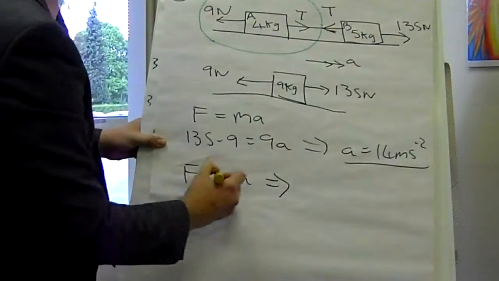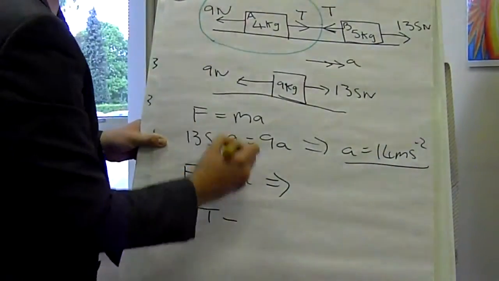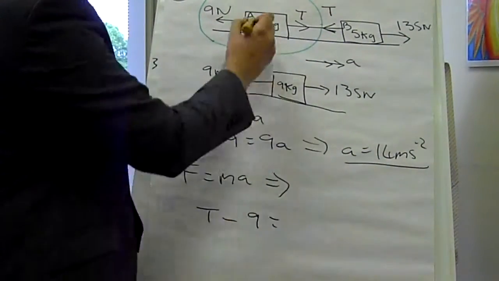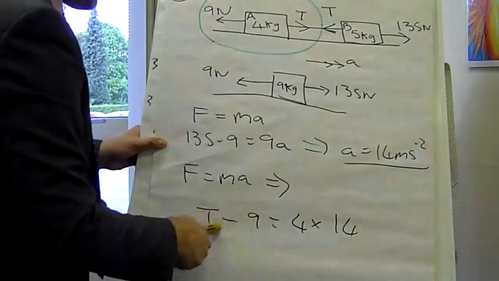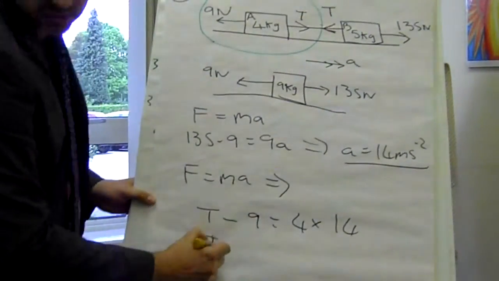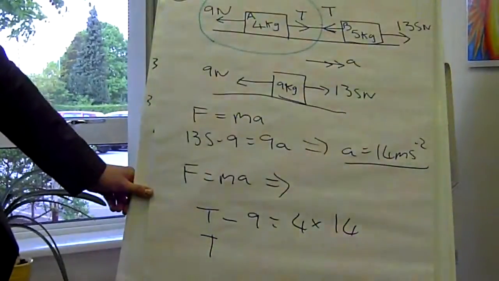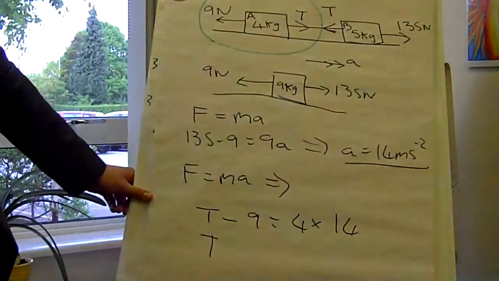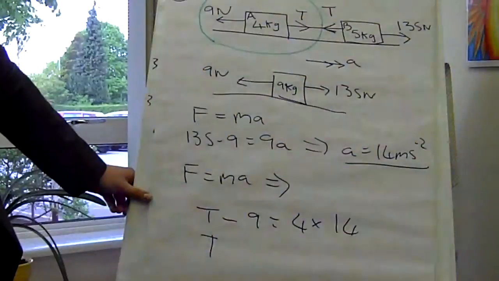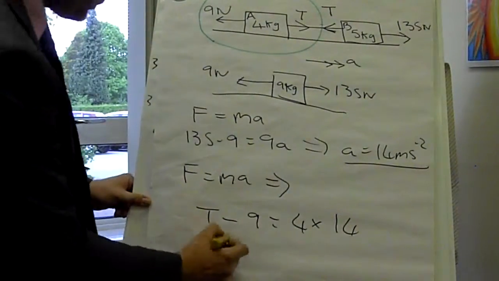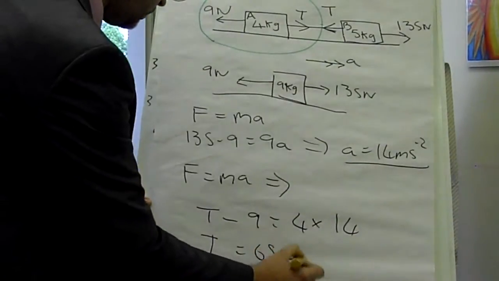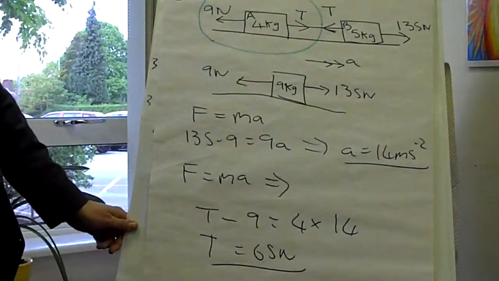so applying F equals ma, T minus 9 equals 4 times the acceleration 14. And if I solve that, that gives me my answer of T is equal to 65 newtons. Okay? And that's the end of question 5.